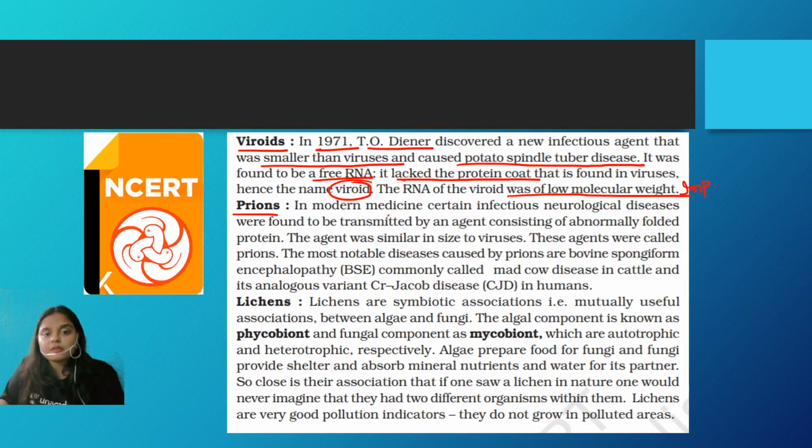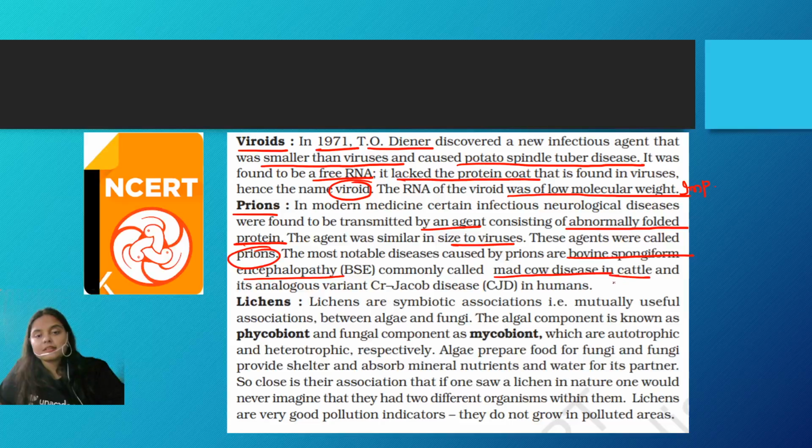Now, talking about the prions. In modern medicine, certain infectious neurological diseases were found to be transmitted by an agent consisting of abnormally folded proteins. So, what are prions? These are abnormally folded proteins. The agent was similar in size to viruses. These agents were called prions. The most notable diseases caused by prions are bovine spongiform encephalopathy, commonly called mad cow disease in cattle, and its analogous variant, Creutzfeldt-Jakob disease in humans. It is also known to cause kuru, that is laughing death, in humans.